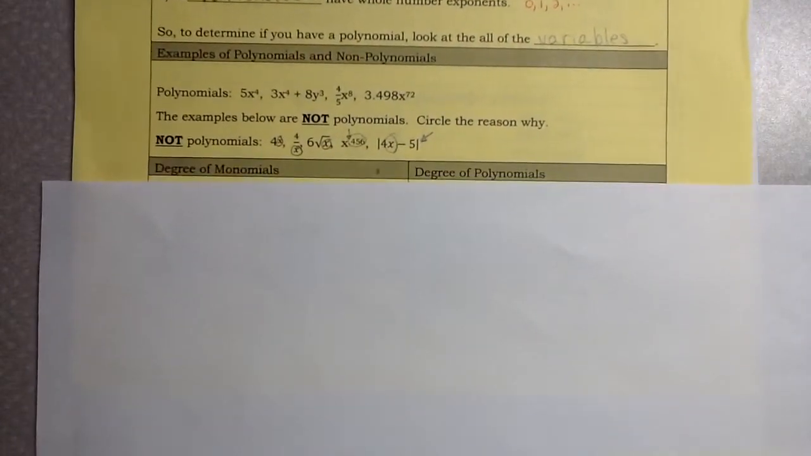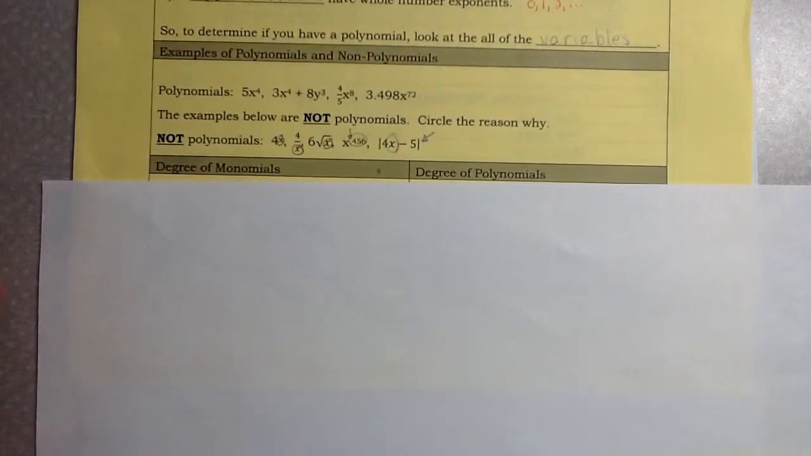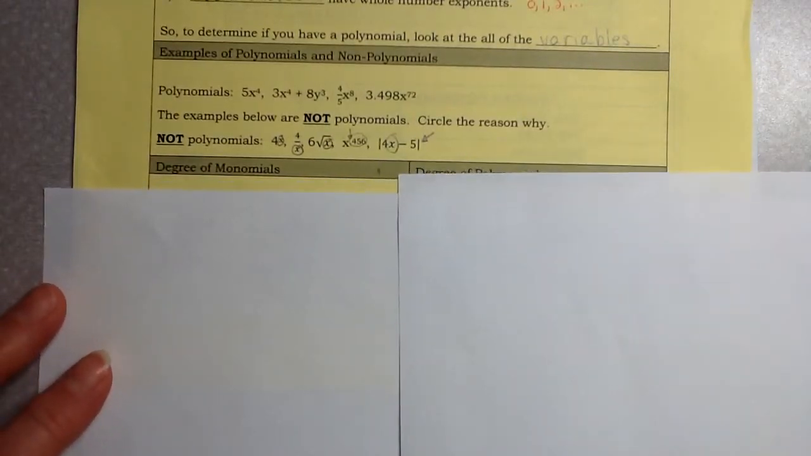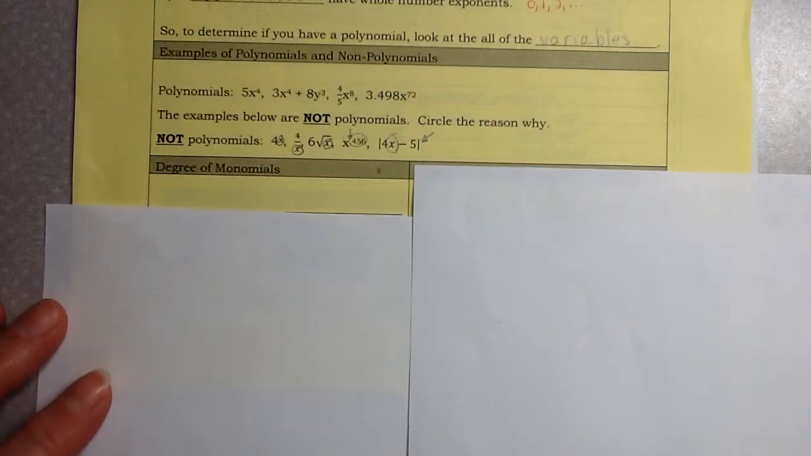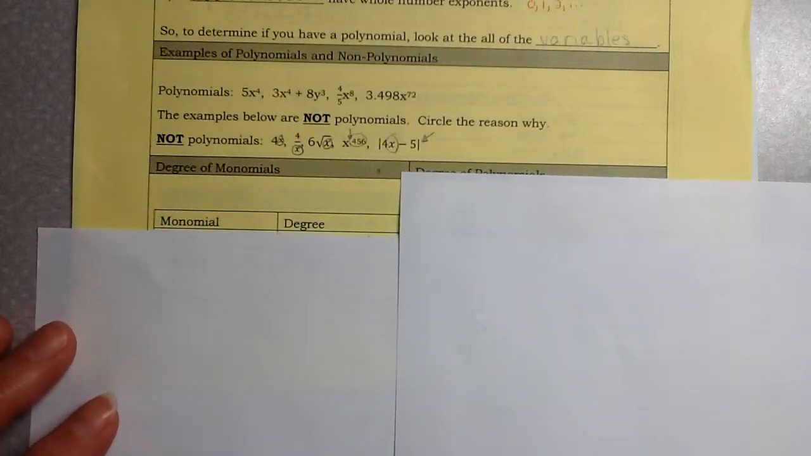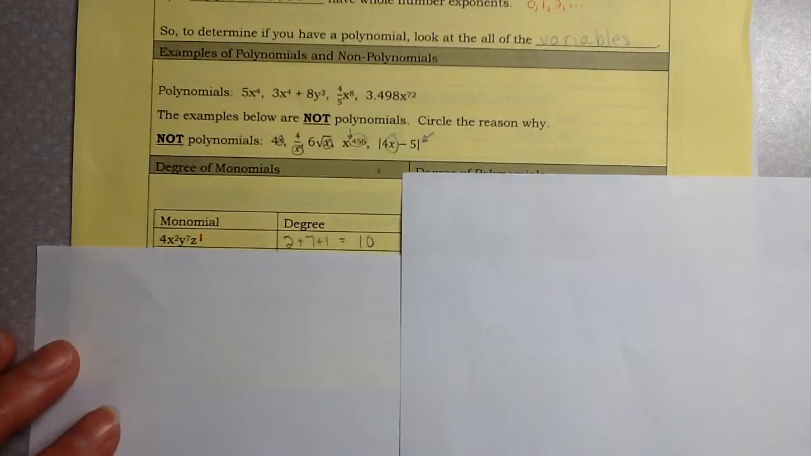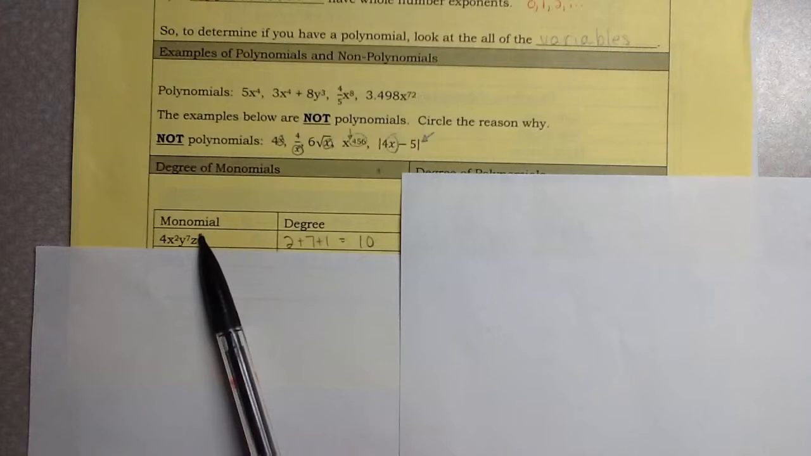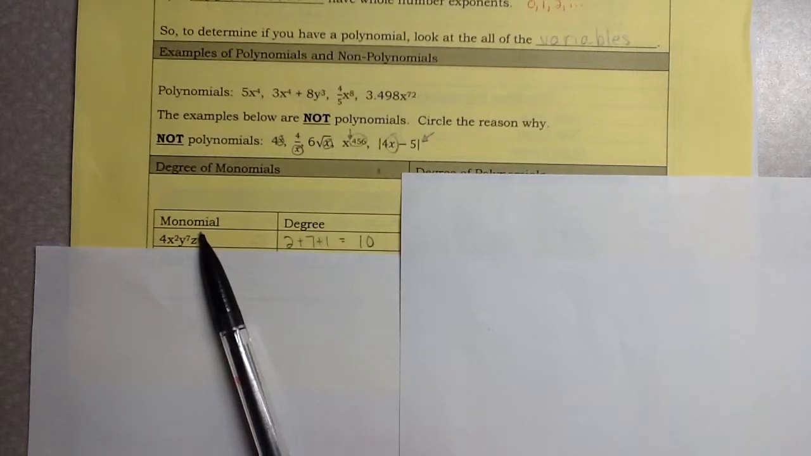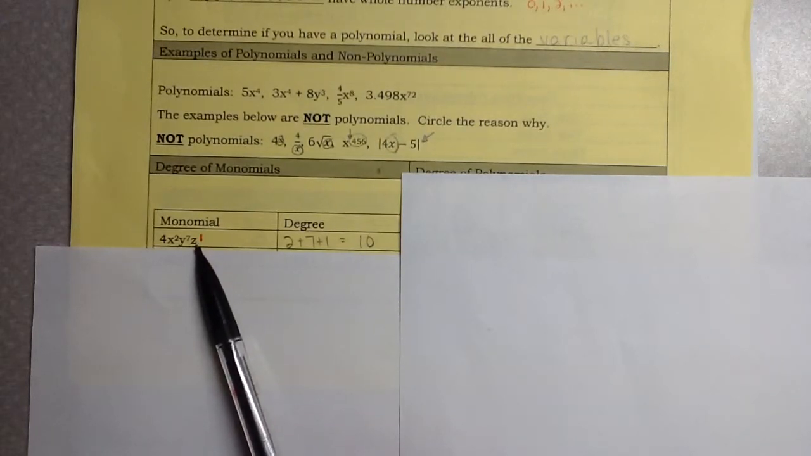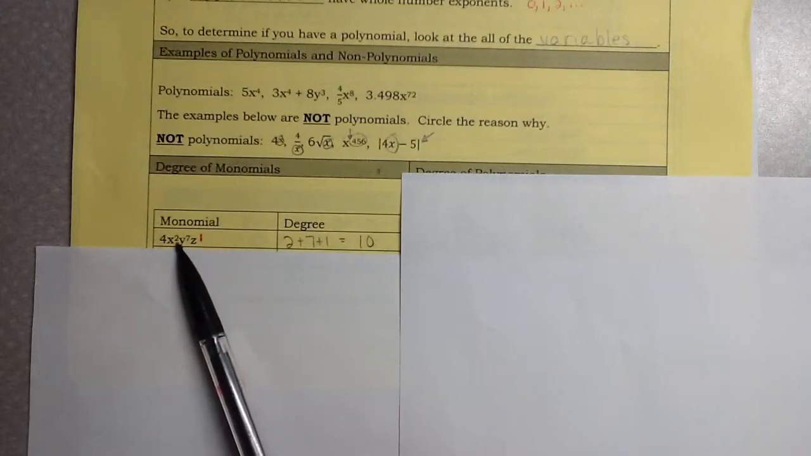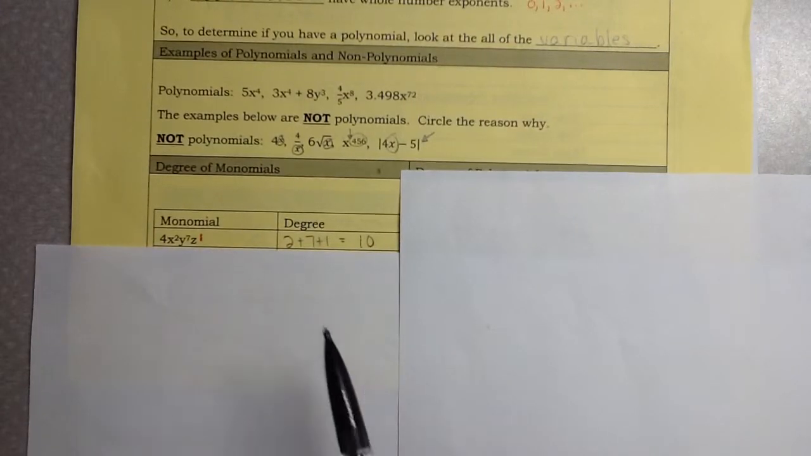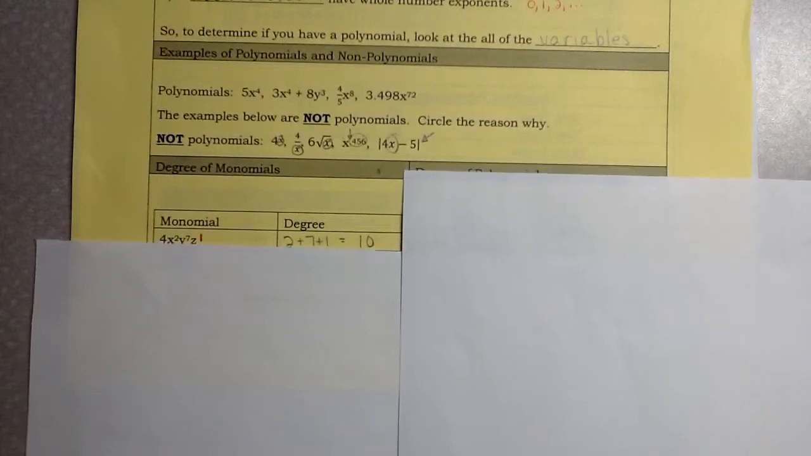Now we're going to identify degrees of monomials and degrees of polynomials. So for a monomial, you just look at the individual term and you add the exponents. So here's my monomial. And one thing I want to make sure that you understand is that when a variable doesn't have a number on it, it's automatically 1. It is not 0 because anything to the 0 power would be 1, which would change the whole thing just to the number 1. So this is e to the first power. We're going to add the 2, 7, and the 1 to get 10. So that monomial would have a degree of 10.